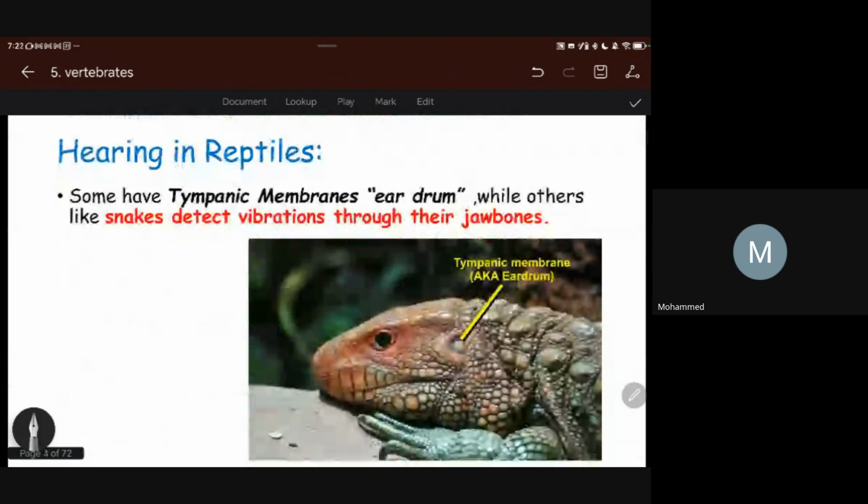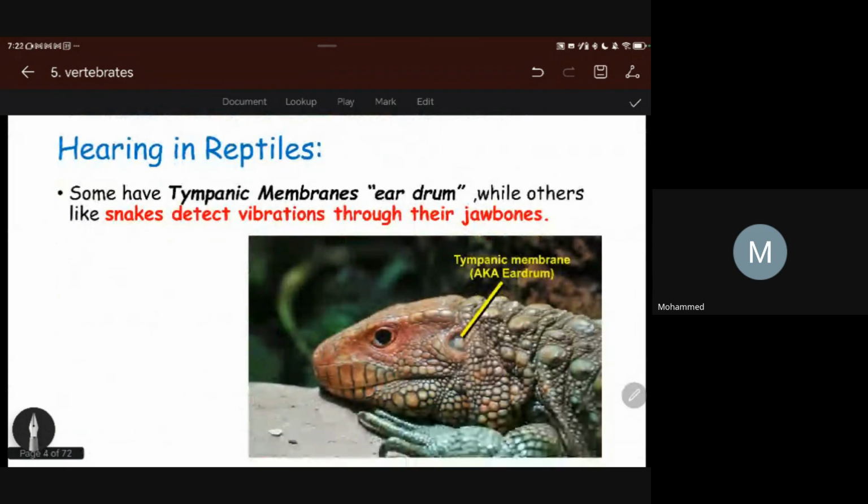How do reptiles hear exactly? They have a specific feature called the tympanic membrane, which is equivalent to an eardrum, which helps them in hearing. However, some reptiles do not have this tympanic membrane, and they rely on the vibration that they get from their surrounding, like snakes. And they detect this vibration by their jaw bones. You can think of this as, because snakes, for example, are always in contact with the surface, it's easier for them to detect this vibration from the surface.